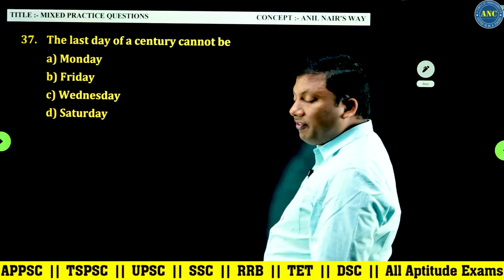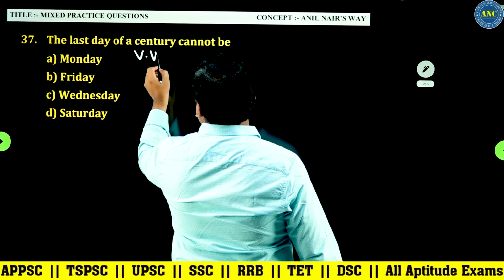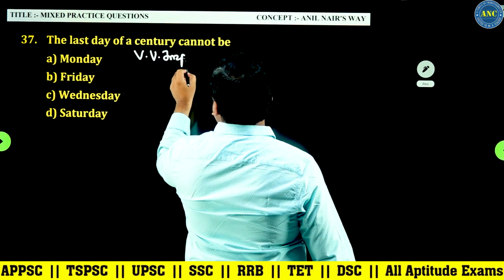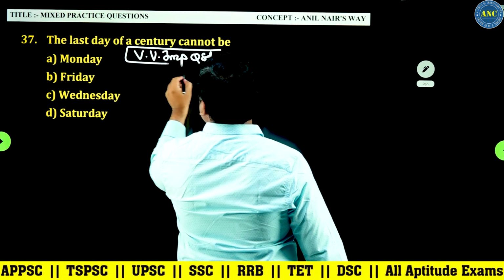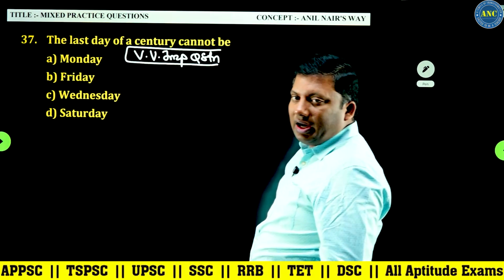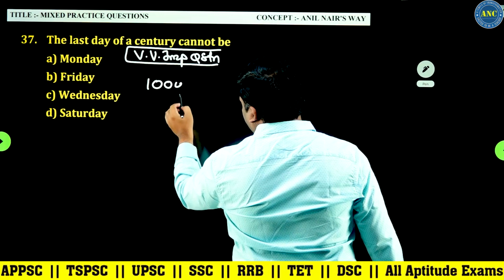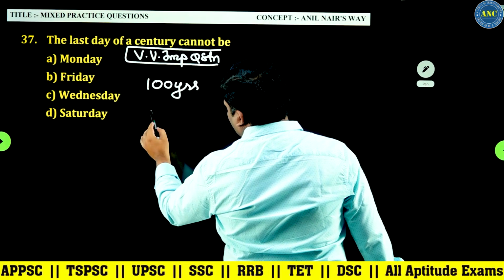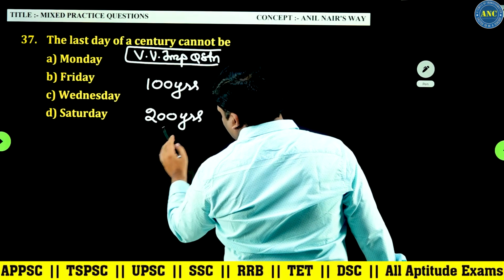The last day of a century cannot be... Very, very important question from calendars. Century means it can be 100 years. It can be 200 years. These are all century multiples.